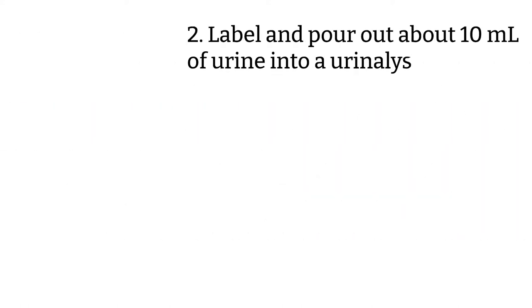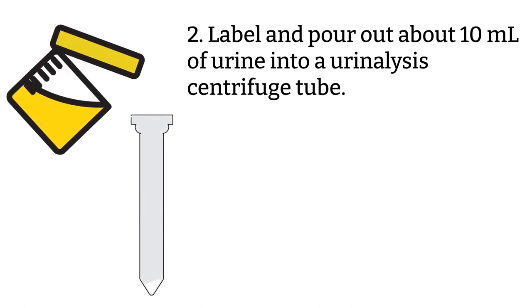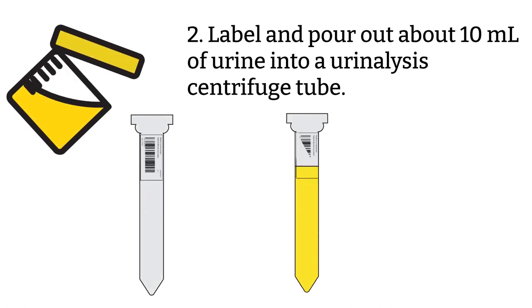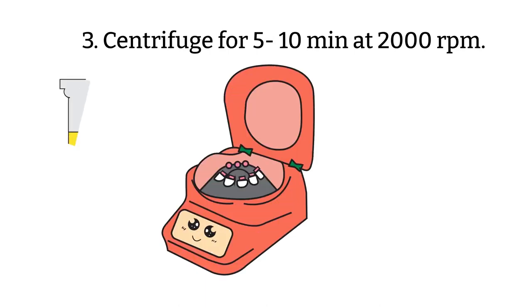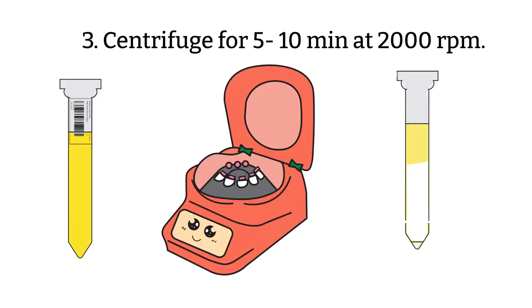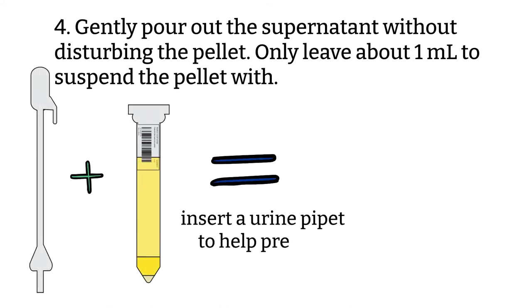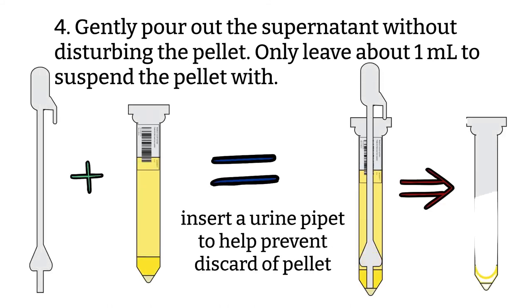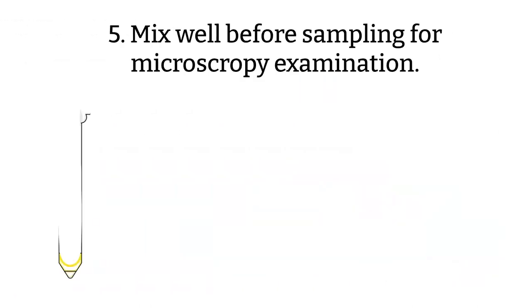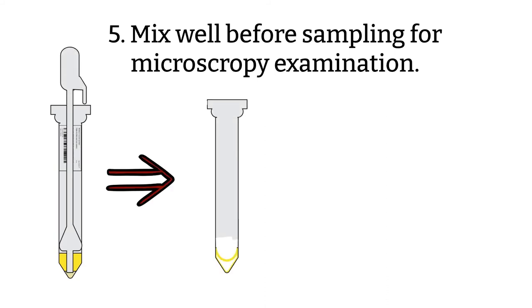Second, label and then pour about 10 ml of well-mixed urine sample into a urinalysis centrifuge tube. Third, centrifuge the urine sample for about 5 to 10 minutes at 200 RPM. Fourth, gently pour out the supernatant. Be careful not to disturb the pellet. Only leave about 1 ml to suspend the pellet with. Fifth, make sure you suspend the pellet and mix well before sampling the urine for examination.